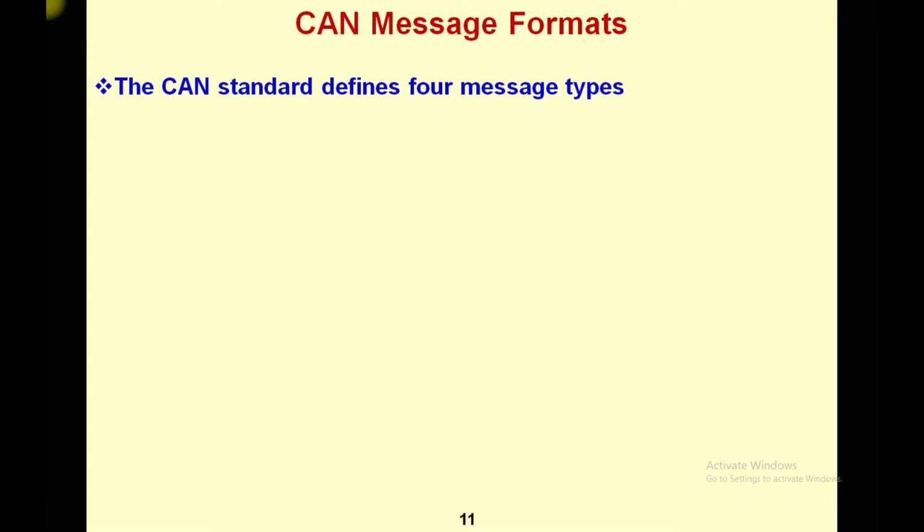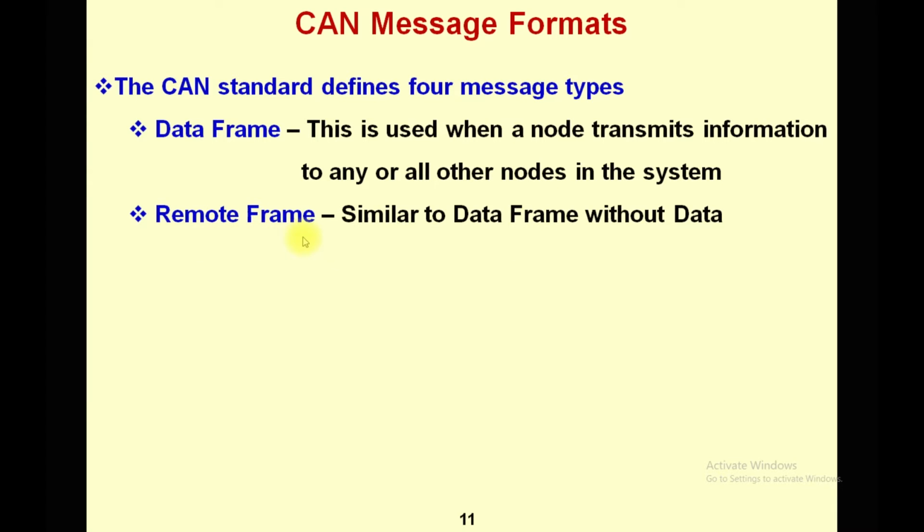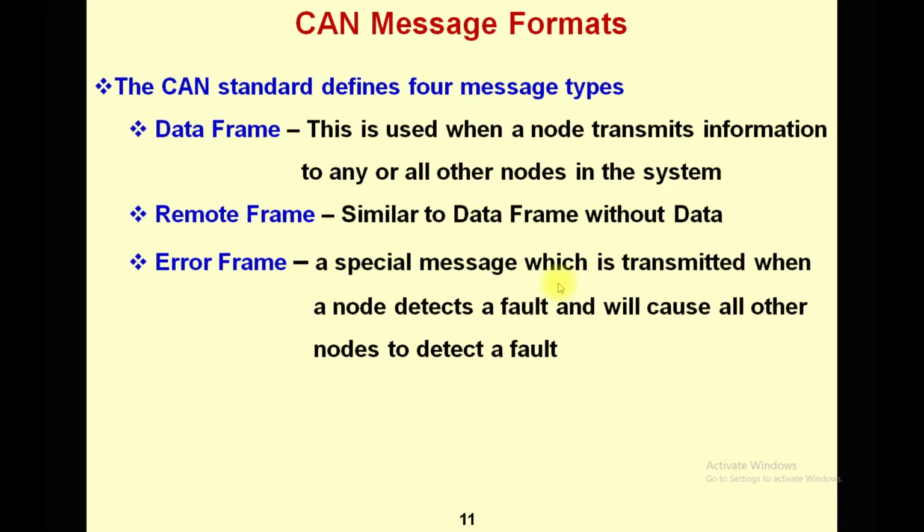So, CAN message format. The CAN standard defines 4 message types. The first message is the CAN data frame. This is used when a node transmits information to any or all other nodes in the system. The second is a remote frame, similar to the data frame without data. And there is an error frame, a special message which is transmitted when a node detects a fault and will cause all other nodes to detect a fault.